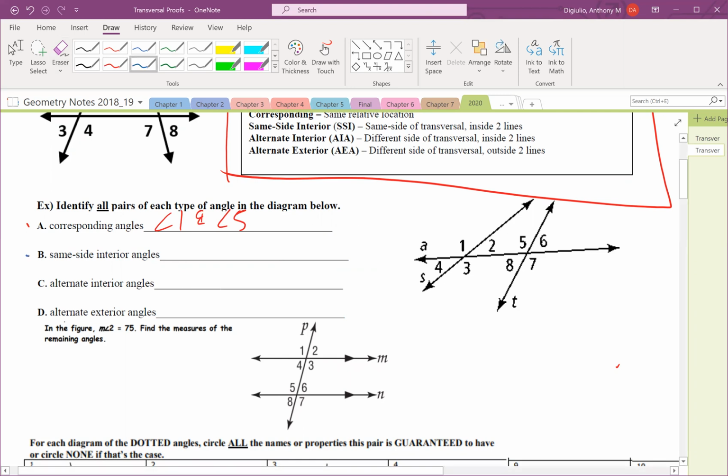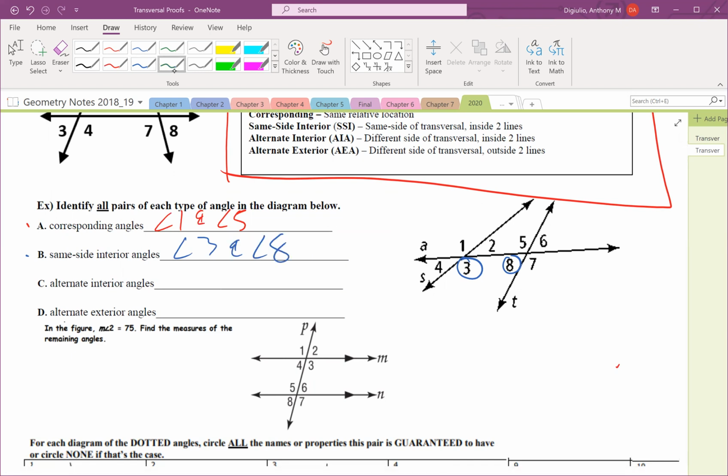For our next one, we have same side interior angles. So we're looking for two things that are in between the S and the T. And if they're on the same side, in this case it means they're either going to both be on the bottom or both be on the top. Depending on how it looks, it could be left or right. But in this case, I'm looking at something like angle 3 and angle 8.